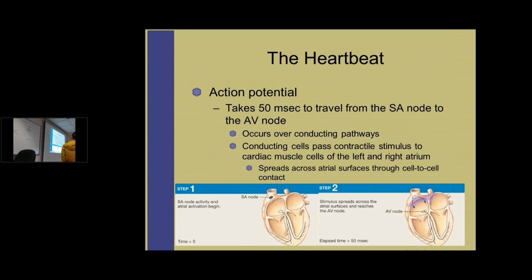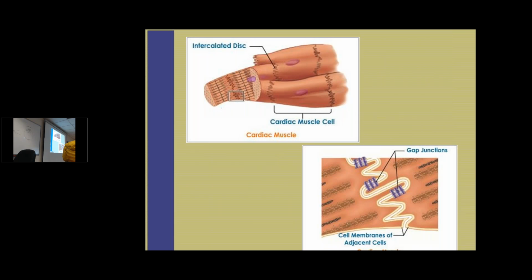We talked about this already, just how the SA node, this kind of gives you a visualization of when the SA node goes, then the atrial contraction starts, but it also sends a signal to the AV node, and that's quick.